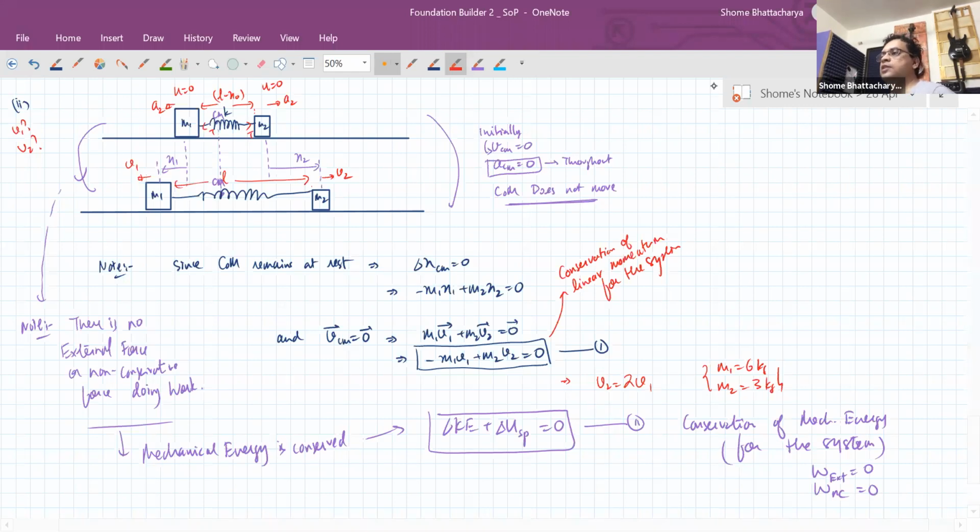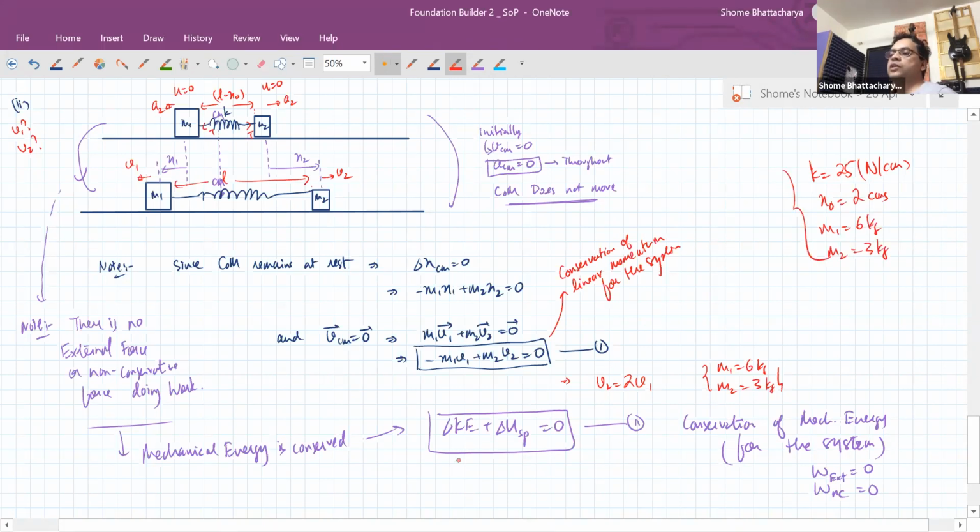Use all these values which I had given you: K was equal to 25 newtons per centimeter, the initial compression x naught was 2 centimeters, and the masses are 6 kilograms and 3 kgs. Use these values in equations 1 and 2, formulate equation 2, and then take help of equation 1 to solve for the individual values of V1 and V2 at the instant when the spring is back at the natural length. So just try this out. It seems like a lengthy process with a quadratic equation and all, but it will not be. When you substitute the first equation in the second, you'll see it's quite an easy equation to solve. Just try this out.